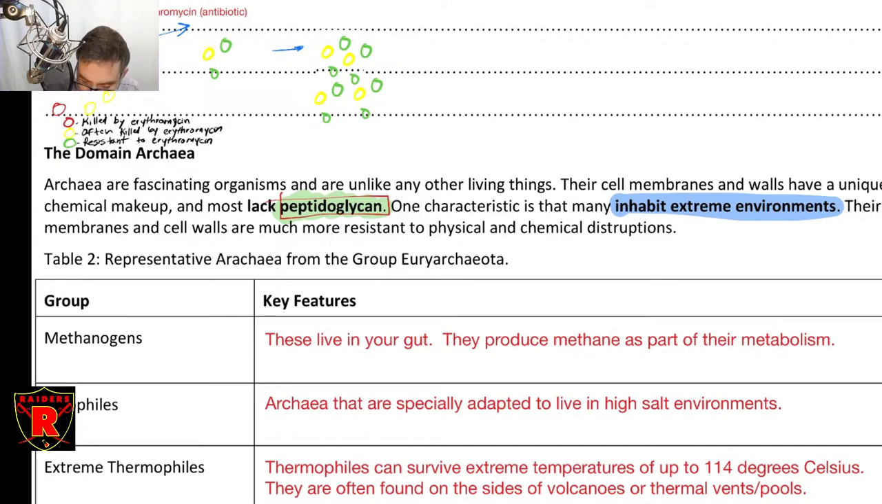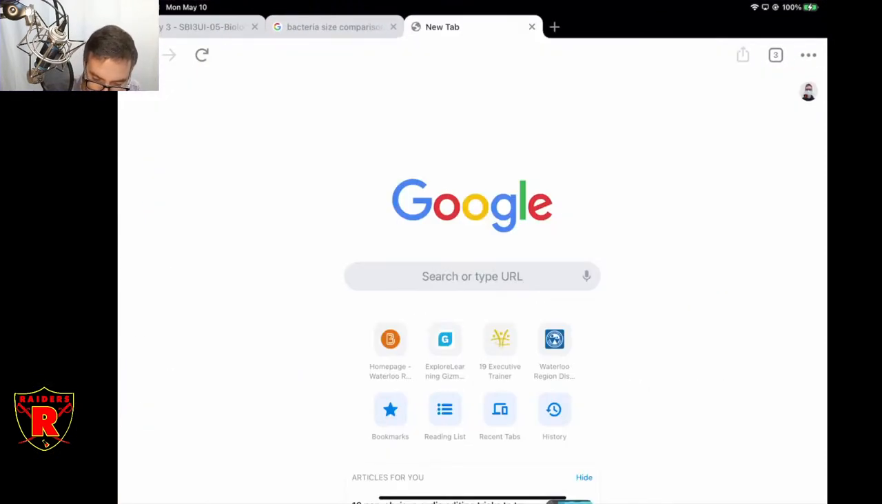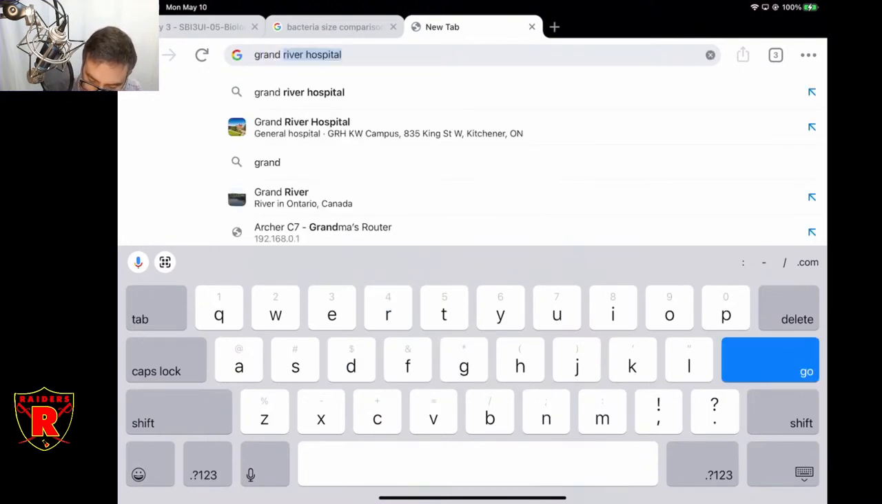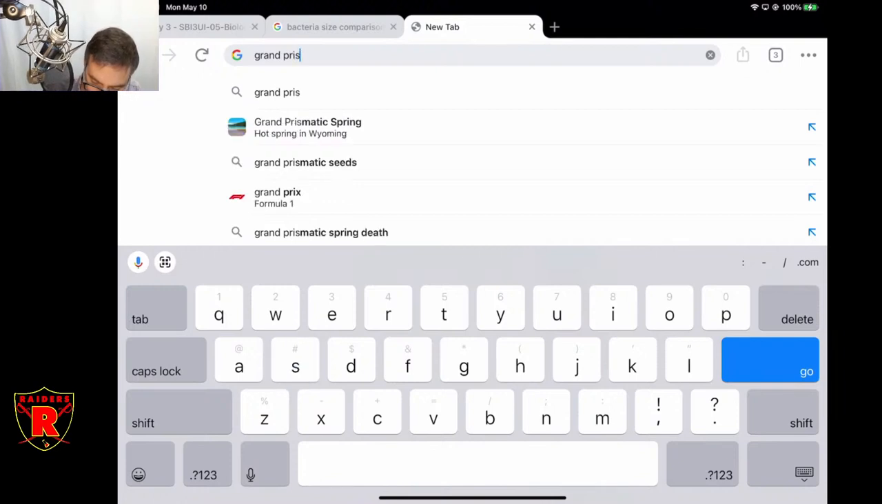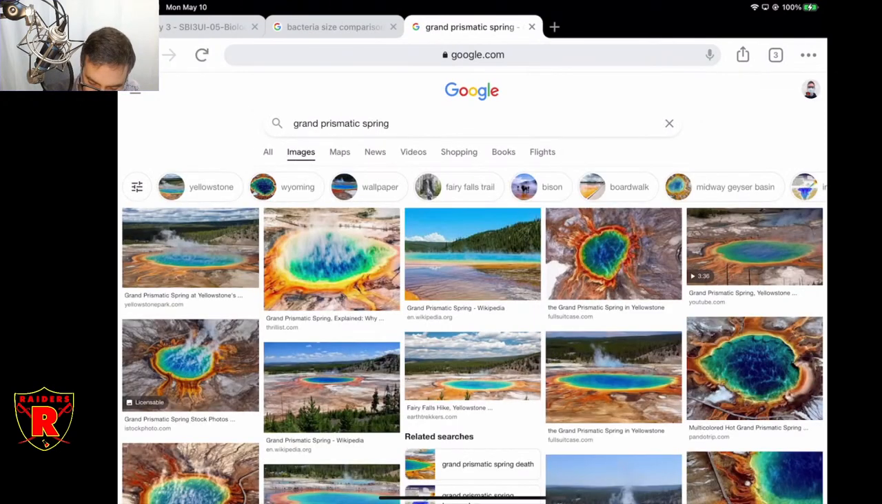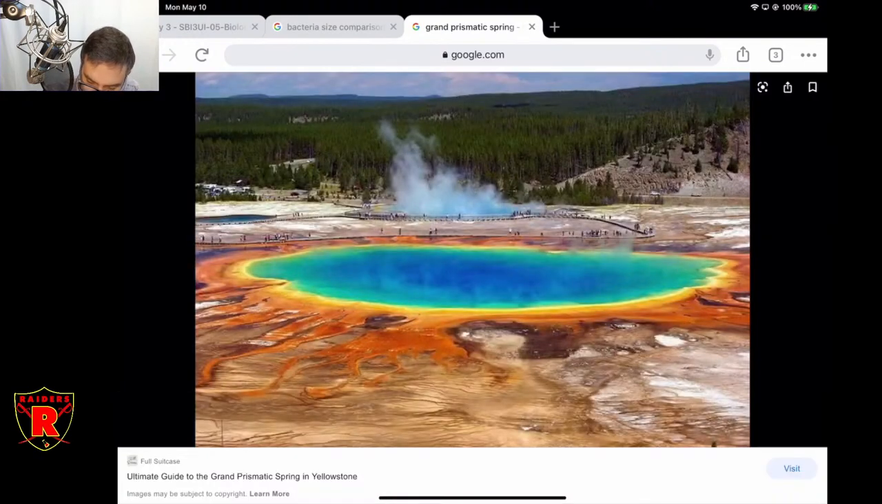One really cool example of that, I don't know if anybody in the class has been to Yellowstone before. It's an absolutely amazing park. If you're interested in archaea, I highly recommend it. It's also beautiful. I went there a few years ago, and I saw this for the first time. This is called the Grand Prismatic Spring, and that is a pool of boiling water coming up from a thermal spring. It's a very volcanically active area.